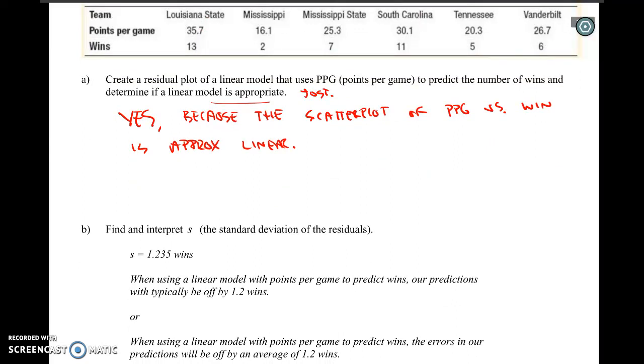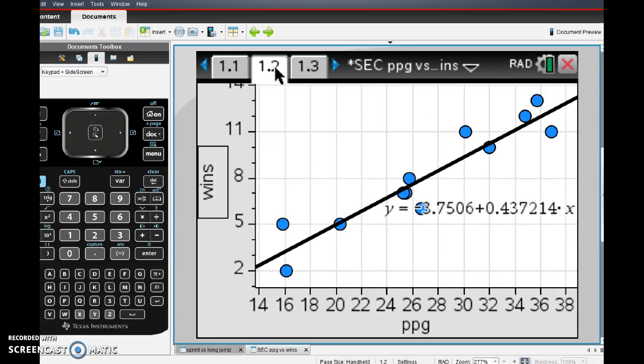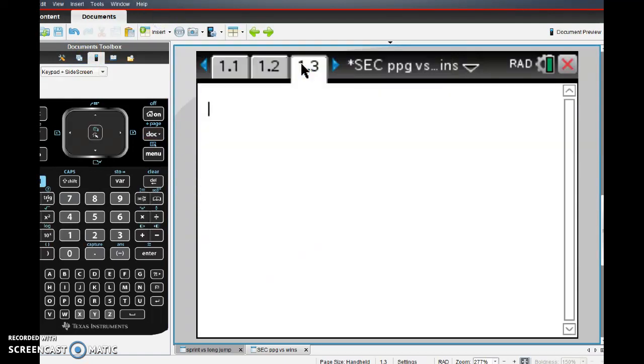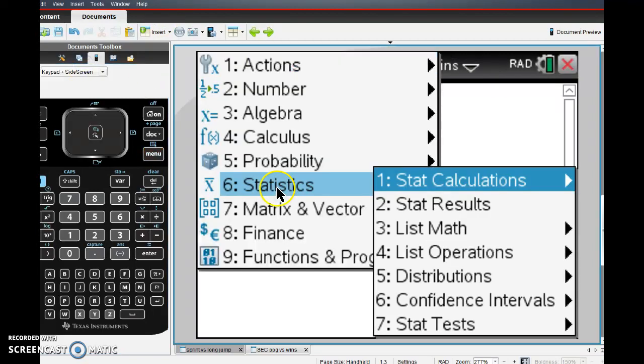Find and interpret S, the standard deviation of the residuals. So again, on the AP test, we probably won't have to do this. They'll probably just give it to you. But on my test, you got to be able to do it. There were two ways to do it, an easy way and a more difficult way. So let's go with the easier way. And you need to remember this.